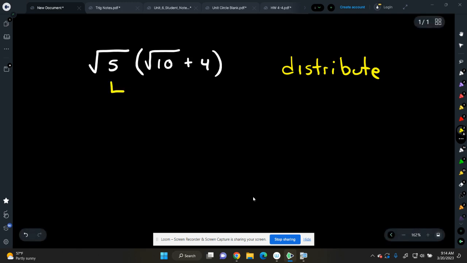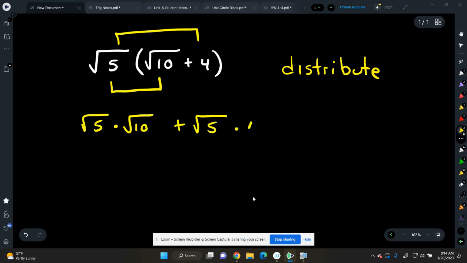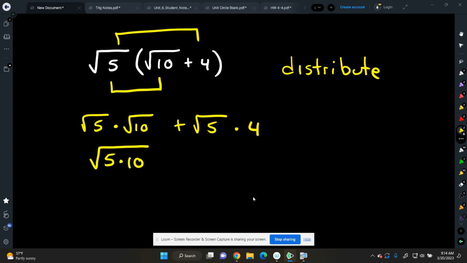So we're going to do the square root of 5 times the square root of 10, plus the square root of 5 times 4. Now, when we multiply radicals, if they're both radicals, we put them under the same thing. So we're going to put the 5 and the 10 under the same radical.